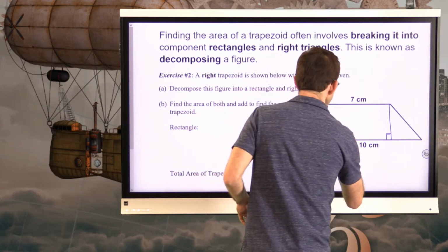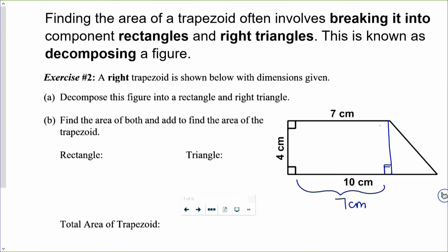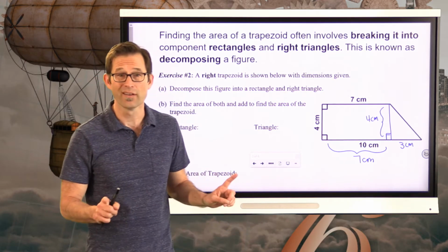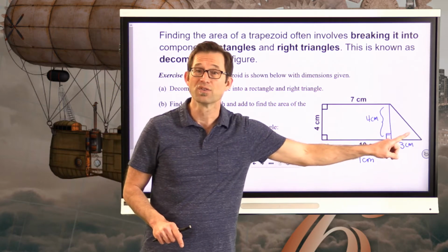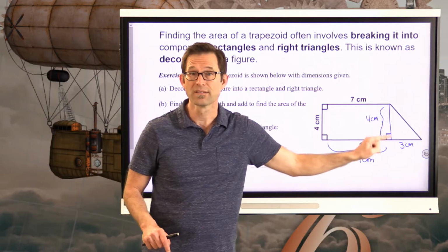So that means that this length is also 7 centimeters. This length is also 4 centimeters. And by default, that leaves me with this length here being 3 centimeters. It's very important, right? Because eventually, we're going to have to find the area of this right triangle. And in order to do that, we need to know its base and its height.